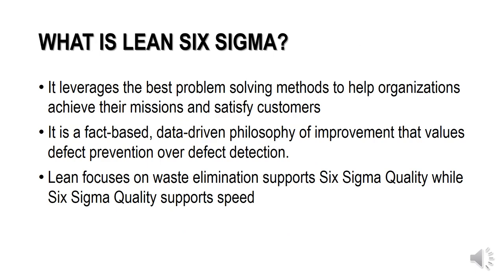So what is Lean Six Sigma? It leverages the best problem-solving methods to help organizations achieve their missions and satisfy customers. It is a fact-based, data-driven philosophy of improvement that values defect prevention over defect detection. Lean focuses on waste elimination, which supports Six Sigma quality, while Six Sigma quality supports speed.